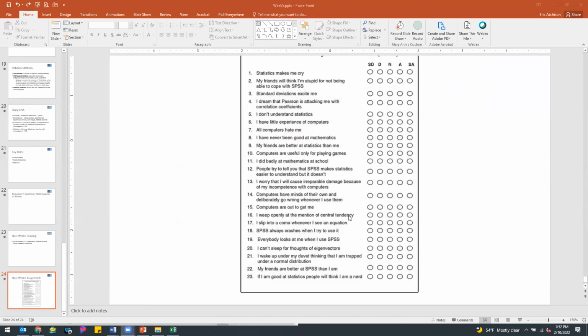So what do y'all think about the questionnaire as a whole? Let's take a look just to kind of think about it. I know it's harder with the 8 items. We've already seen items 1 through 8, right? My friends are better at statistics than me. Computers are useful for only playing games. I did badly in math. People try to tell you SPSS makes it easier, whatever.